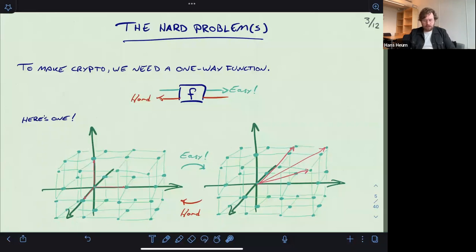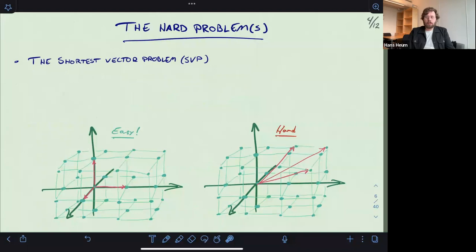Now I've drawn this lattice. I noticed now that I've drawn this lattice so that the vectors actually align with the axes, which I believe would make the problem easy. So in general, the lattice would be skewed and squished in different directions, and you would have way more than 3 dimensions, something like hundreds or maybe even thousands of dimensions, which are difficult to draw.